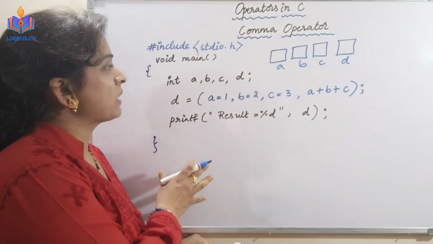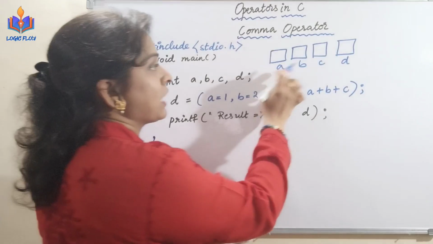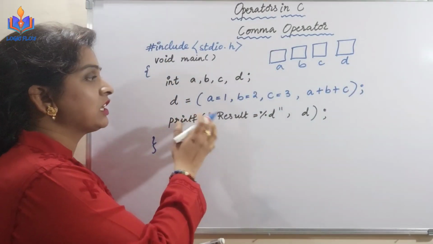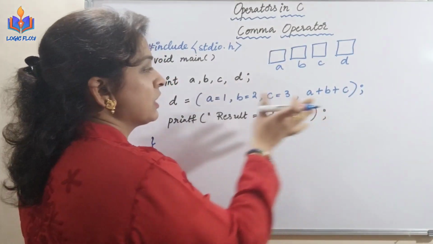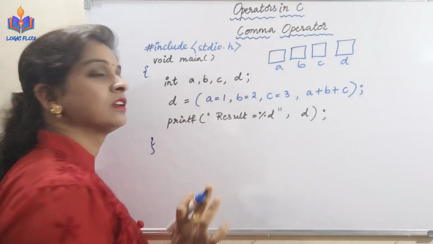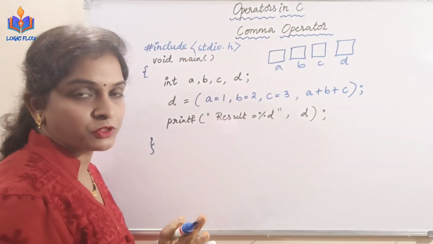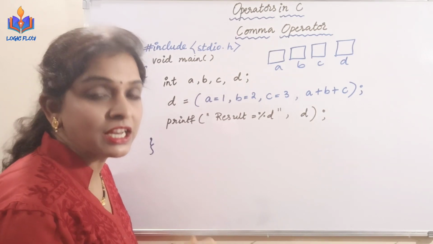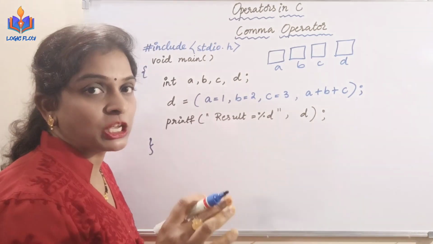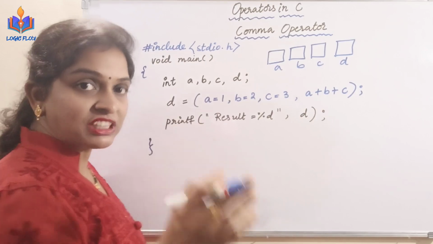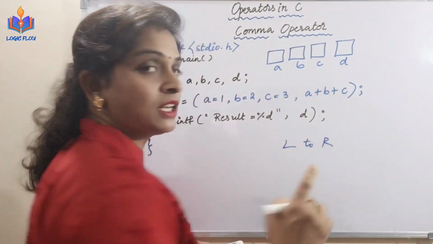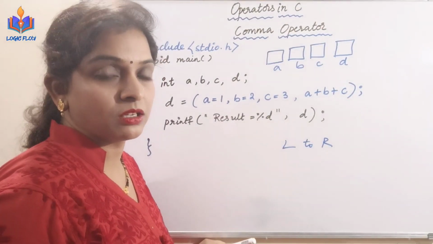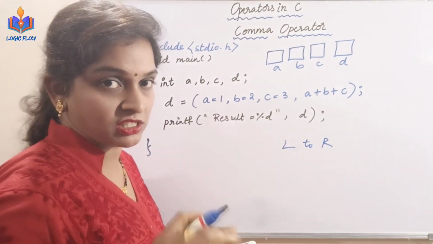So in this program we have 4 variables A, B, C and D. And here you have an expression D equal to this complete expression, and it is being used with the comma operator. So what the comma operator will do, as I said, it is going to execute the sequence of instructions with the associativity from left to right, and comma has the least priority, least precedence.